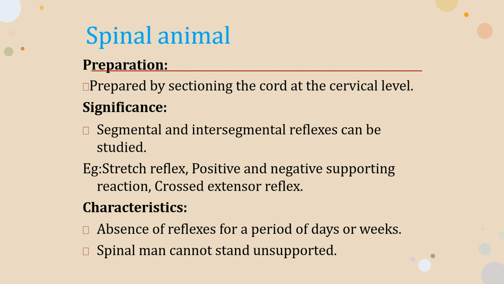So this spinal animal, one by one we will see. Spinal animal is prepared by sectioning the cord at cervical level, that is immediately below the brainstem, and the significance is that segmental and intersegmental reflexes can be studied. So these four. And the characteristics: absence of reflexes for a period of days or weeks, and the spinal man cannot stand unsupported.